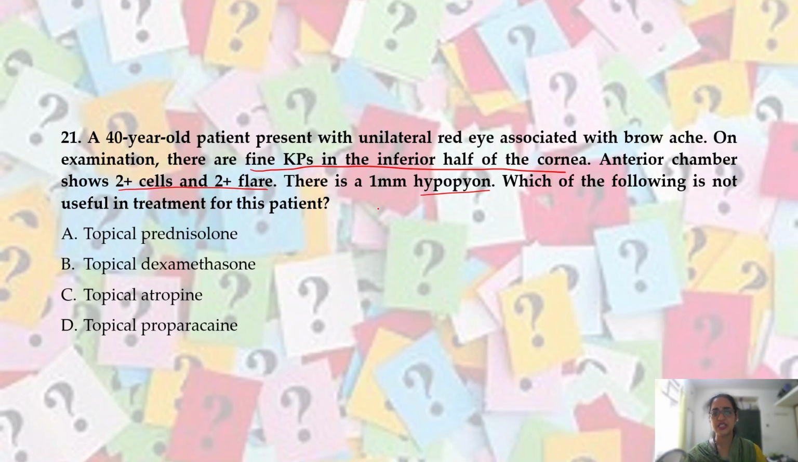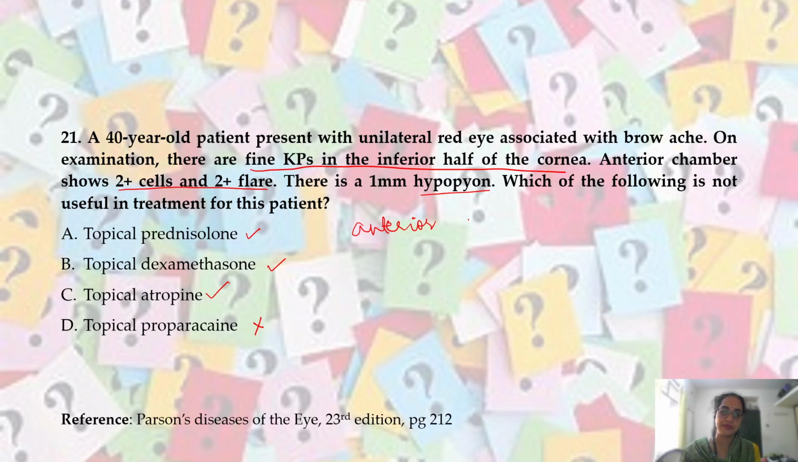So, this is clearly a case of acute non-granulomatous anterior uveitis. So, prednisolone is of course useful. Dexamethasone is also useful. Topical atropine, of course. Proparacaine is of no use. Proparacaine is a surface anesthetic and has no value in anterior uveitis.